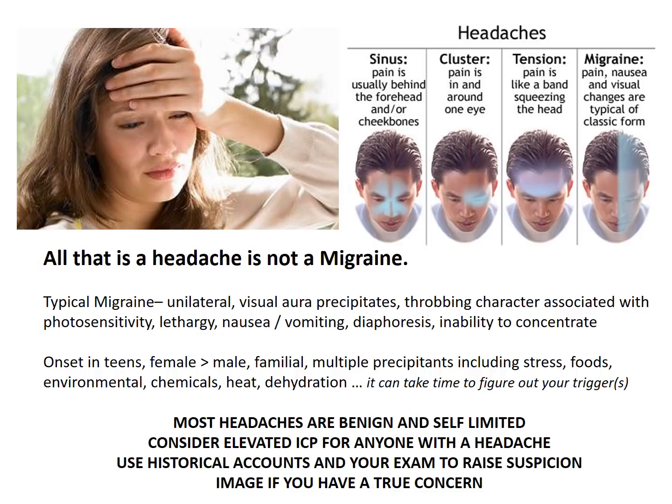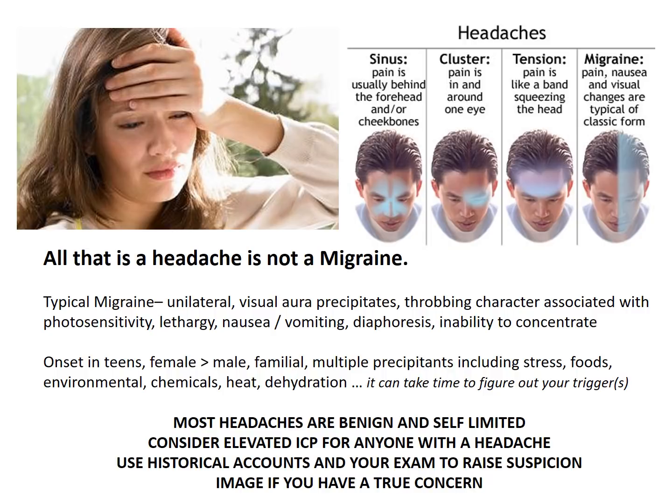Migraines usually come on in teenage years, with females more at risk than males. There is a familial incidence. There can be a number of different precipitating factors such as stress, foods, environmental factors, exposure to chemicals, heat, and dehydration. It may take a while for an individual to figure out what their trigger is, or what is really leading to their migraine. Sometimes the migraine just occurs spontaneously.